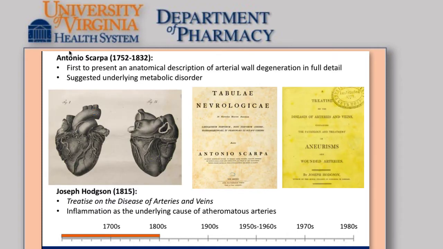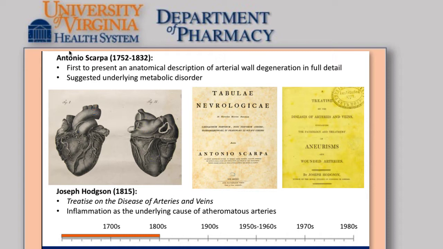He was followed by Antonio Scarpa, who was the first to present an anatomical description of arterial wall degradation in full detail, and I've included one of these pictures here, and you can see it's pretty much an exact anatomic replica of the heart. He also suggested an underlying metabolic disorder. He was followed by Joseph Hodson, who in his treatise on the disease of arteries and veins described inflammation as the underlying cause of atheromatous arteries.